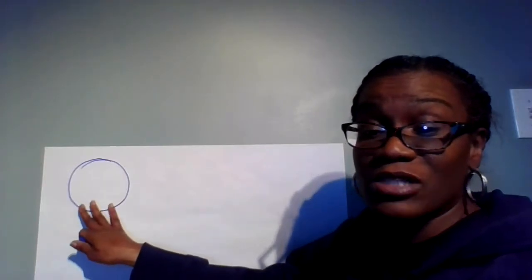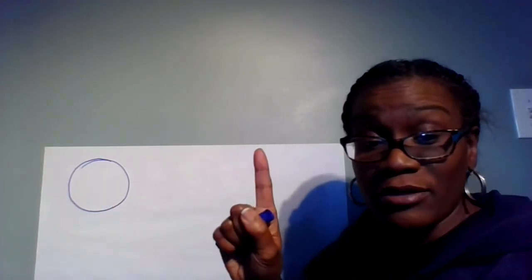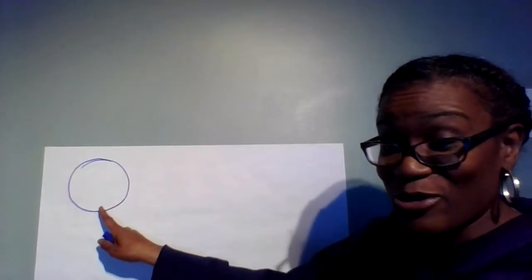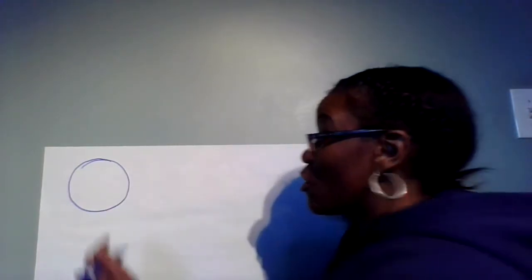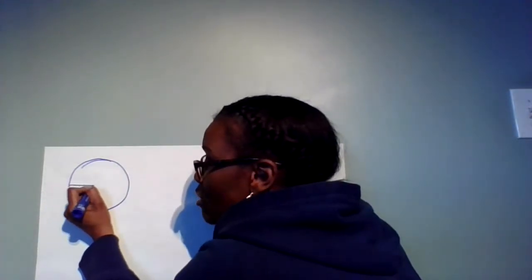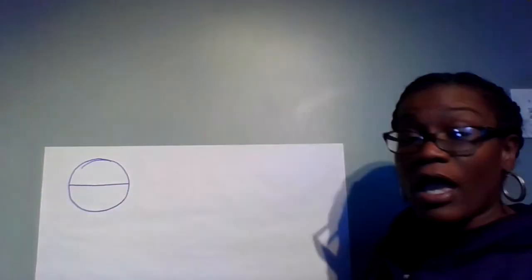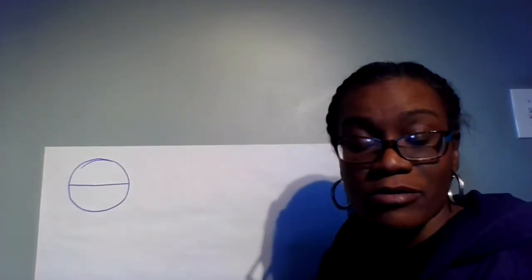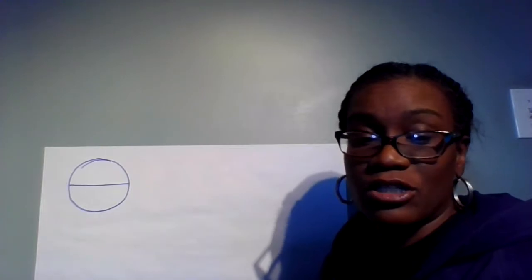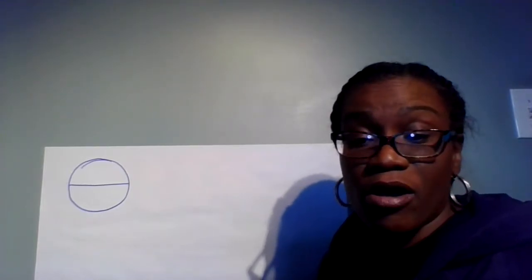So I'm going to now take this circle. I have one circle, right? How many circles do you see? One circle. And now I'm going to take that circle and I just put it into parts. And that's what a fraction is. A fraction is part of a whole.